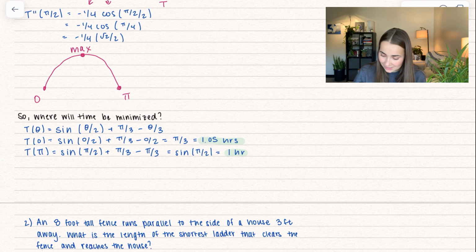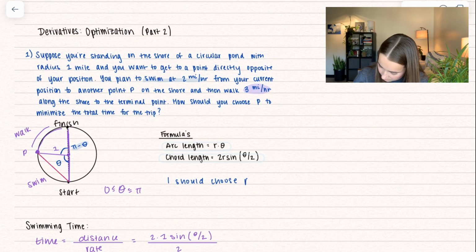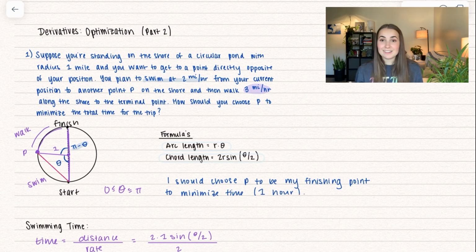So if we think about this in terms of our context, I'm going to go ahead and redraw it. Here's our pond, right? And we are starting right here and we're finishing right here. If the angle is pi, that means our point is also going to be our finishing point. And so this is telling us it makes sense for her to just swim all the way across because that's going to save the most time. So let me go ahead and write that out. To answer the question, it said, how should you choose P to minimize the total time for the trip? Well, I should choose P to be my finishing point to minimize time to 1 hour.